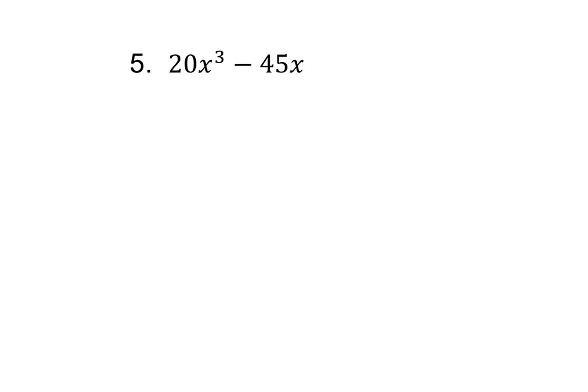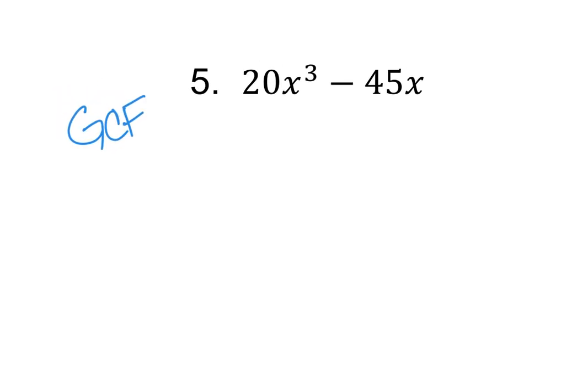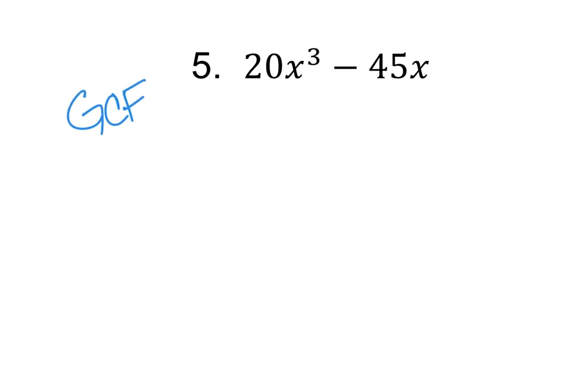Okay, what factoring method do we always start with first? GCF, greatest common factor. So do we have a greatest common factor here? We have 20 and 45. What number can go into 20 and 45? If you said 5, you are correct.